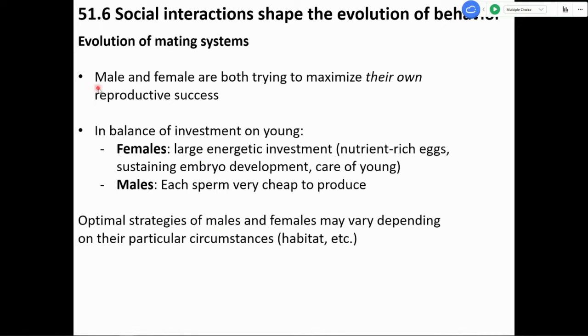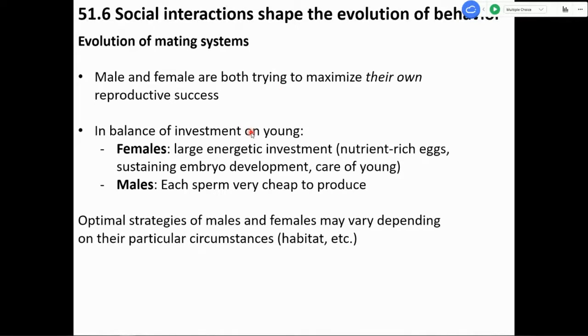When animals are trying to reproduce, males and females are both trying to maximize their own reproductive success, right? So if I'm a male bird, I want to make sure that I have as many chicks as possible, and if I'm a female bird, I want to make sure I have as many chicks as possible.